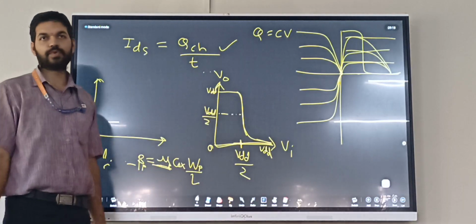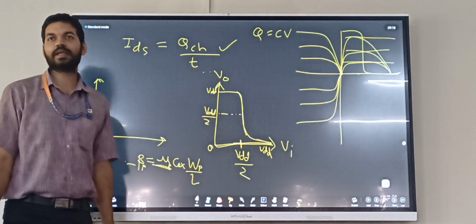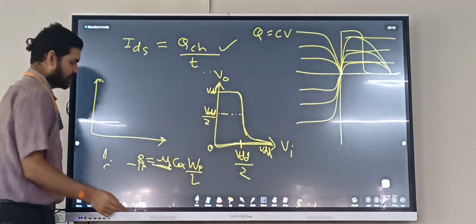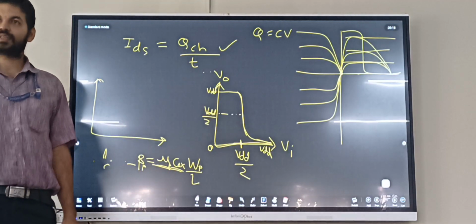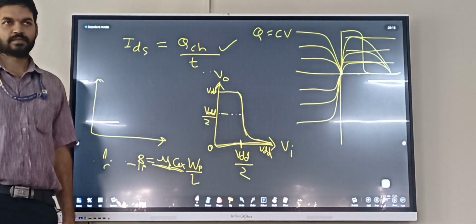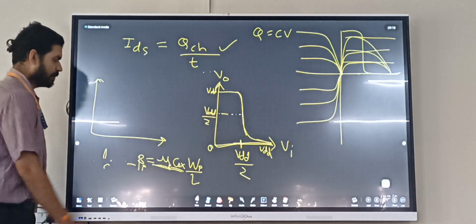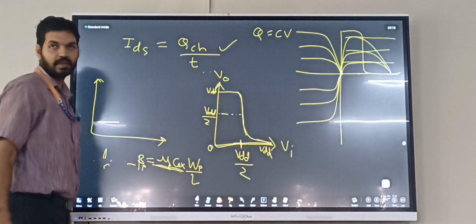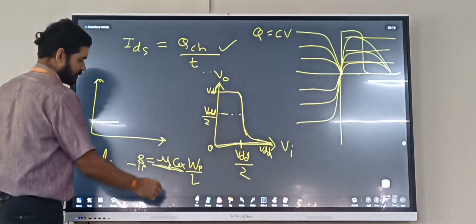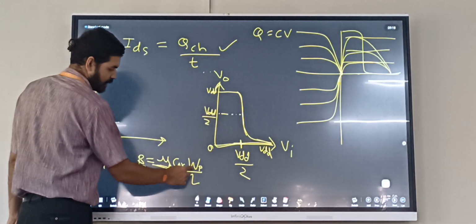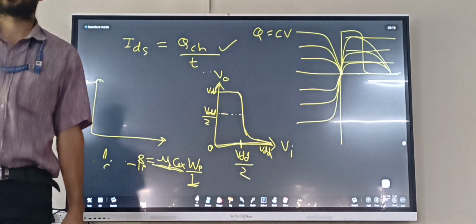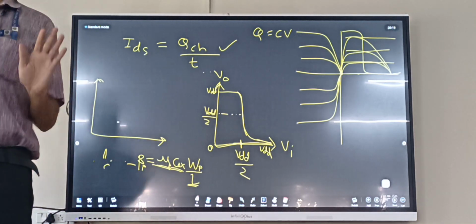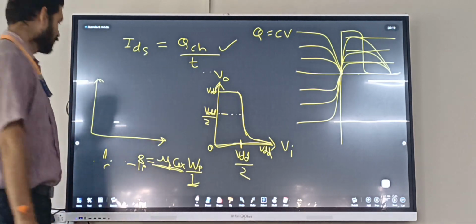Mu. Mu means what? Mobility. Mobility of the charge carrier. It is a constant. COX is a constant. Epsilon of S, that formula we have. And L is also constant. L cannot be changed. For one technology, L cannot be changed.